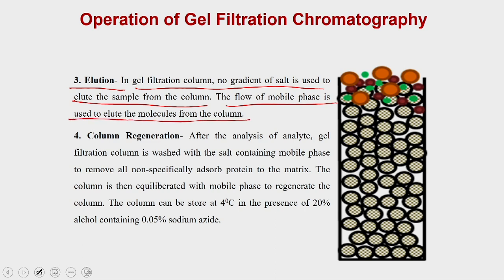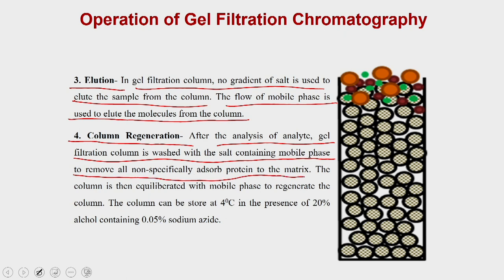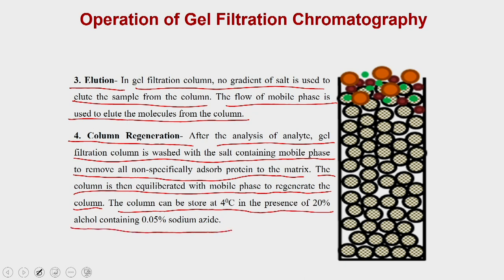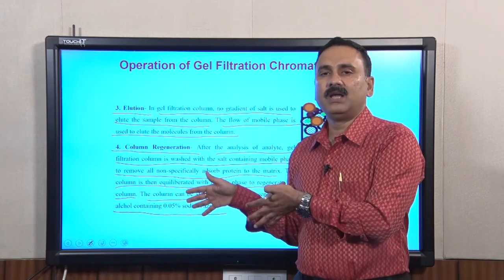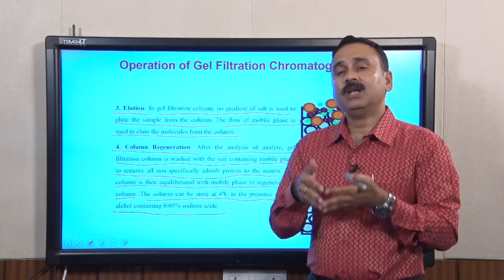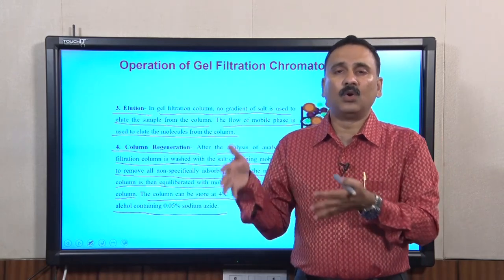Once you are done with the elution, you have to do a regeneration. After the analysis of the analyte, the gel filtration column is washed with the salt containing mobile phase to remove all non-specifically adsorbed protein from the matrix. The column is then equilibrated with the mobile phase to regenerate the column. The column can be stored at 4 degree in the presence of 20% alcohol containing 0.05% sodium azide. Just as we discussed for ion exchange chromatography or hydrophobic interaction chromatography, the column is always stored in 20% alcohol containing 0.05% azide, so that you will not see a growth of bacteria.